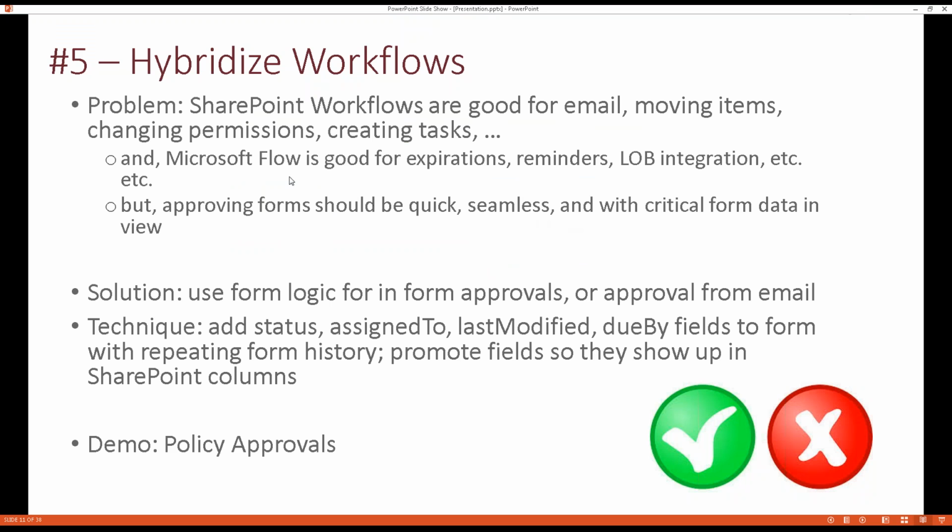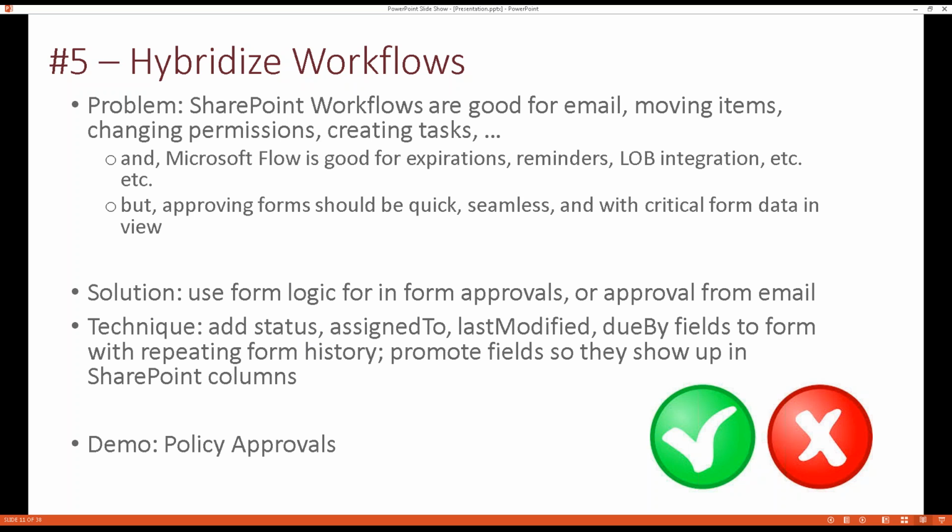Basically what you want to do is have fields in your form for status, assigned to, last modified, and due. Then these fields should be promoted so that they show up as columns in SharePoint. And then the SharePoint workflow can use them. So you'll set the status equal to approved. When they click the approve button, or when they click on the link in email, it automatically saves the form, updating the status. The workflow sees that and sends it to the person for approval. Or the workflow sees that and it sends out email saying you have approved this form.